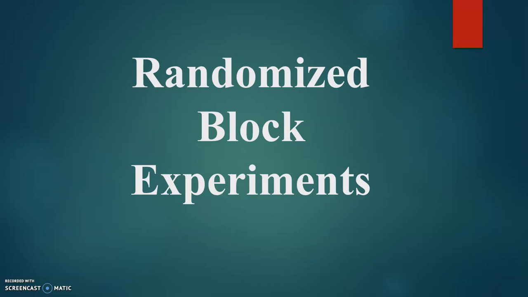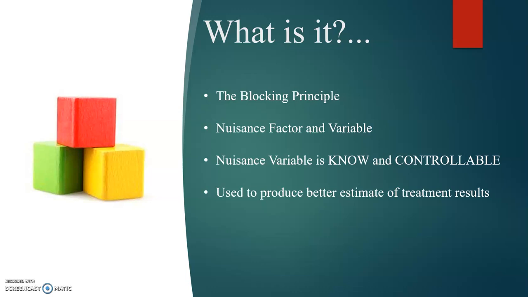Alright, so today we're going to be talking about randomized block experiments. When researchers want to reduce experimental error, one method they could use is randomized block experiments. This method stems from the blocking principle. The blocking technique is used to control nuisance factors.